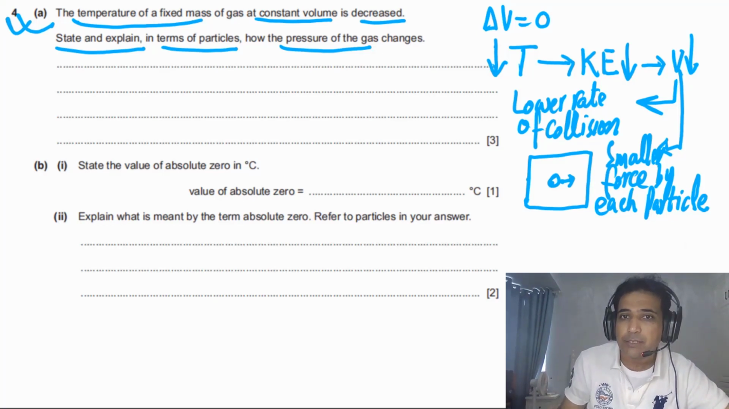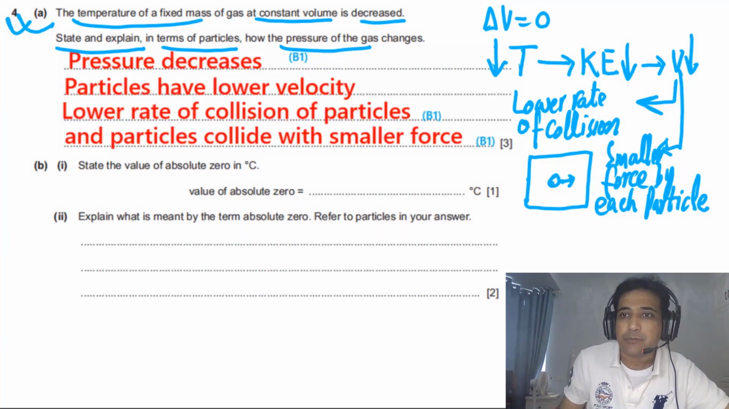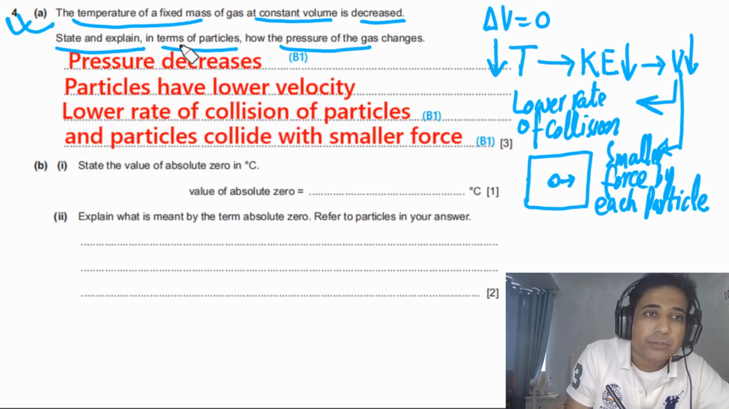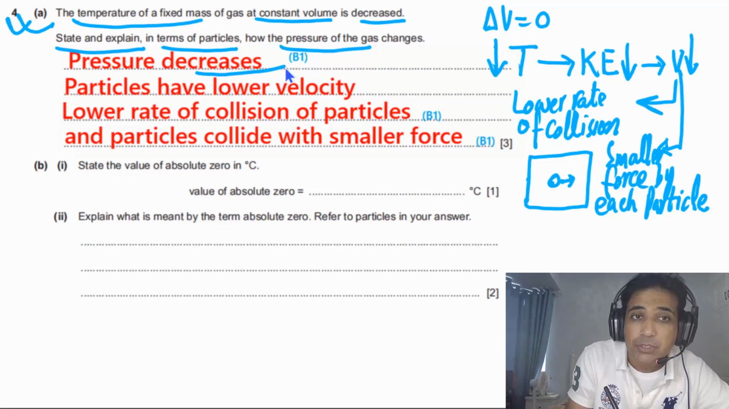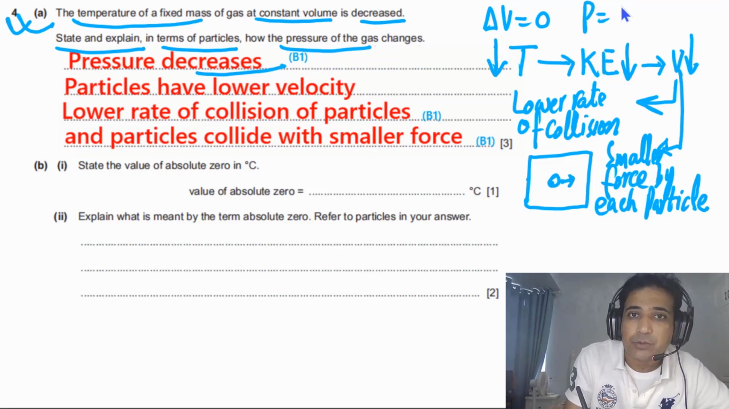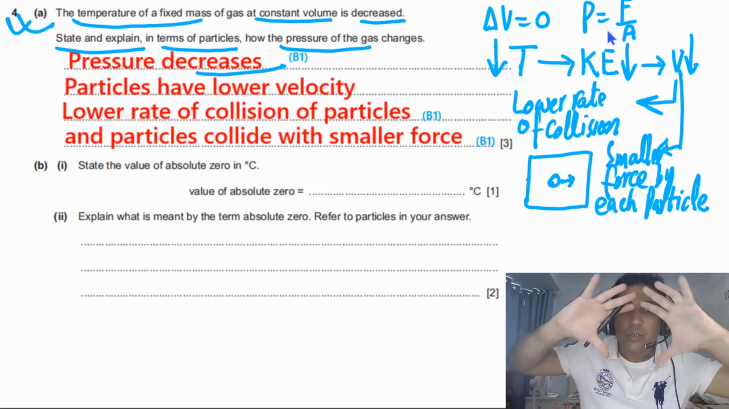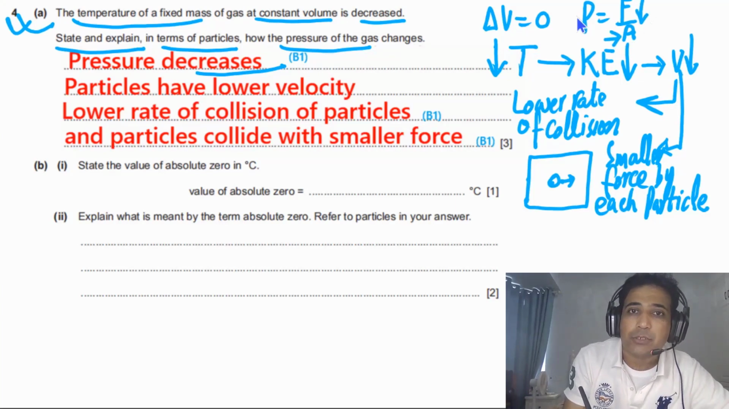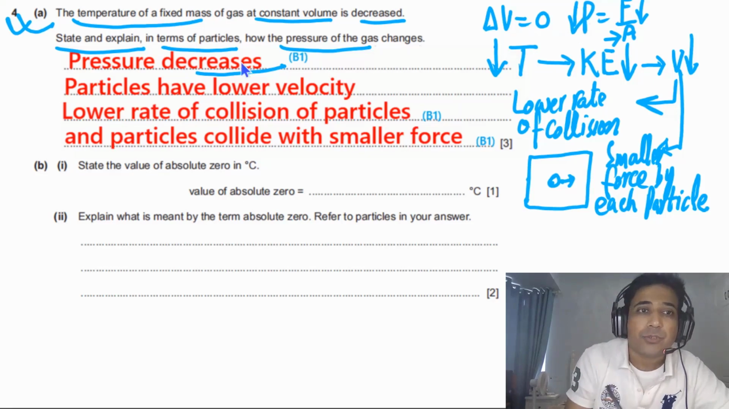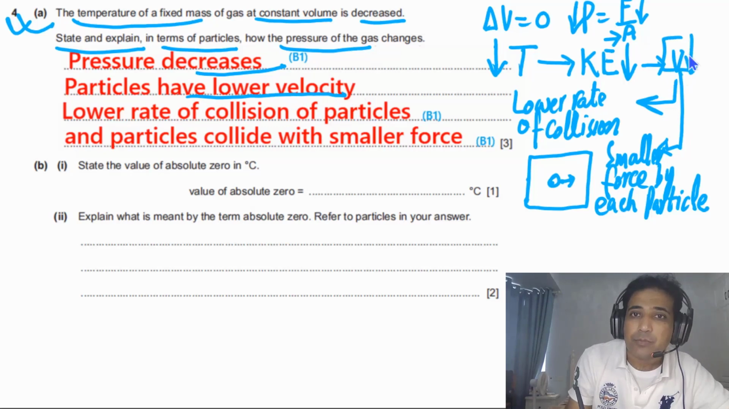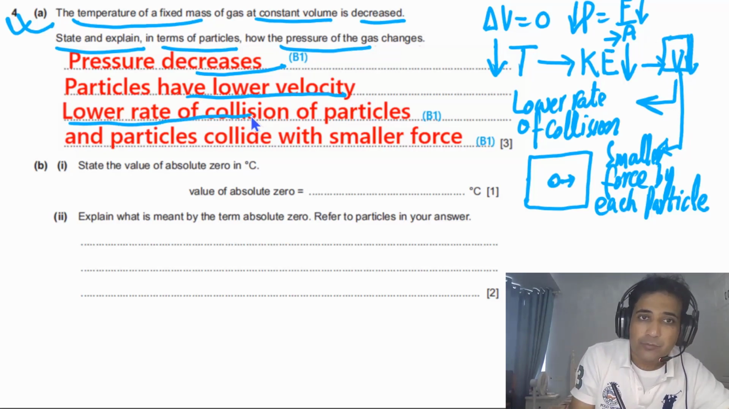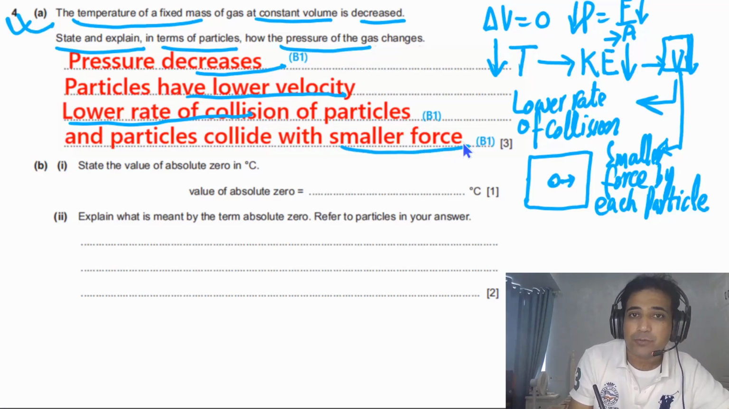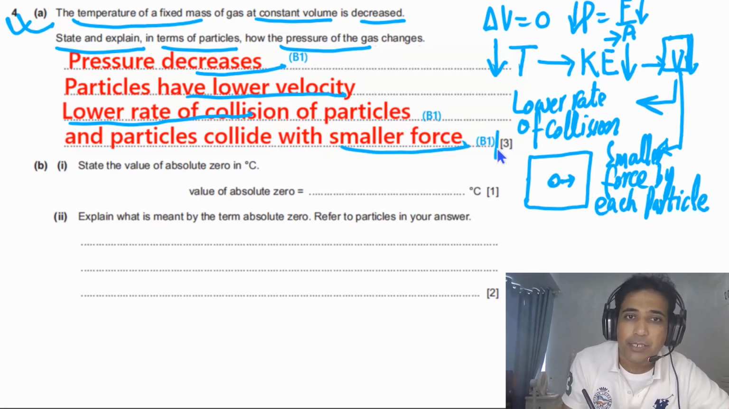Now let me show you the answer, how you can write down a nice answer for this question. In order to answer this question, first thing you can say, in this case pressure decreases. So P, question was asking you, so P is equal to F over A. Area of the wall remains constant. Just imagine whole wall. So area of whole wall remains constant. If the force decreases, it means pressure will decrease. So these points we need to mention. We can say pressure decreases, particles have lower velocity. As we have mentioned, particle speed is lower, rate of collision is lower, and particles collide with smaller force. And so if you write these points, you will get 3 marks.